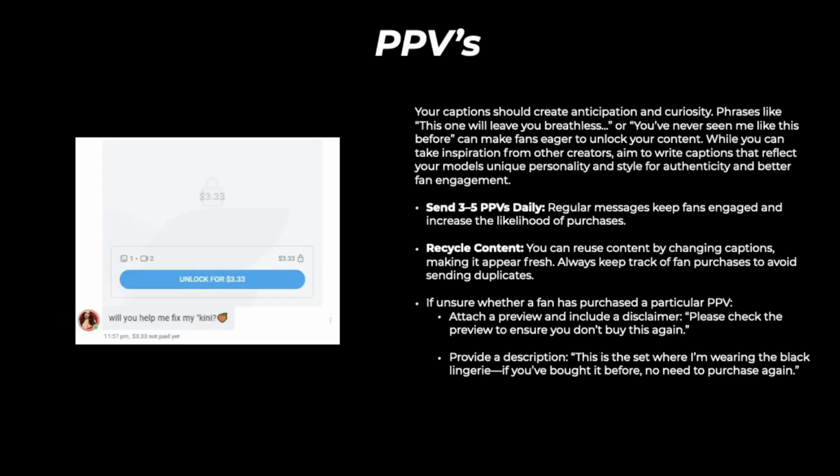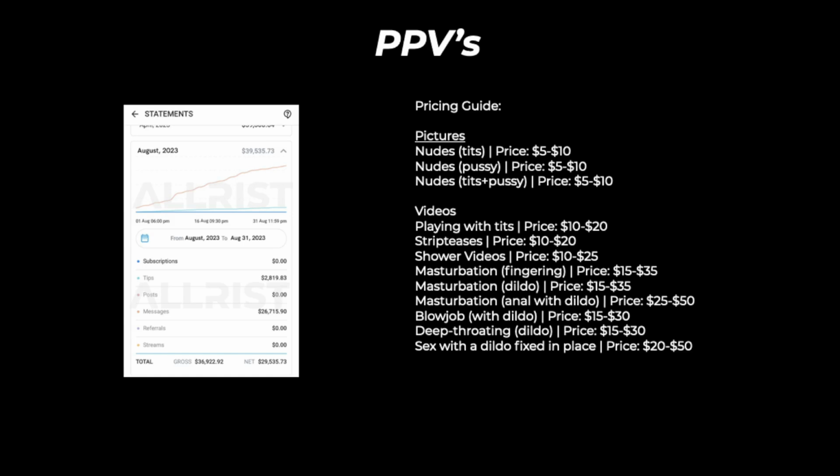Okay. So we have the pricing guide for pay-per-views. In general, for pictures, it's going to be anywhere from $5 to $10. You don't want to charge too much money for a generic picture. If you charge a lot more than that, people are going to think they're getting ripped off. And for videos, you can charge anywhere from $10 all the way up to $50, and it depends on how explicit the content is.